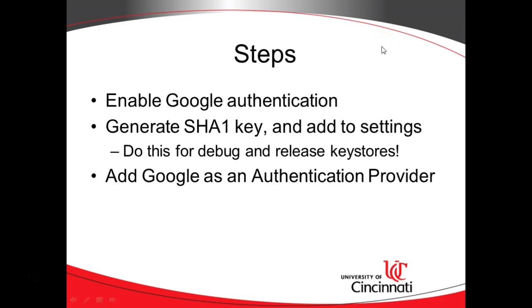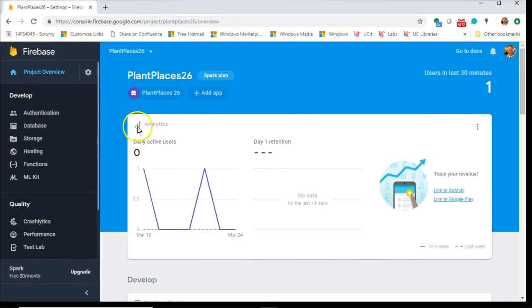So what do we need to do? First of all, enable Google Authentication in the Firebase console. Next, generate an SHA-1 key, which we'll need to add to our Firebase console's settings. We'll do this for debug in this video. Remember to do it for your release key store as well. In other words, the key store that you use when you actually generate an APK or an AAB and deploy it on the Play Store. Finally, we need to go into our code and add Google as an authentication provider. So let's do each of these one at a time.